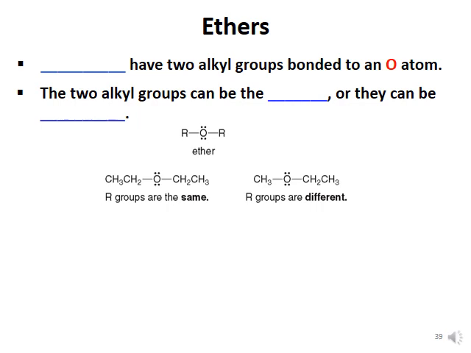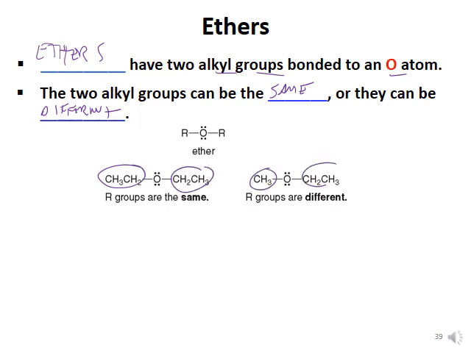Okay, moving forward. Now we're going to move to a different oxygen-containing organic molecule, and these are called ethers. An ether has two alkyl groups bonded to that O. And they can be the same group or they can be different. Doesn't matter. Right? That's two ethyl groups. This is a methyl and an ethyl. So it's different, but they're still ethers.